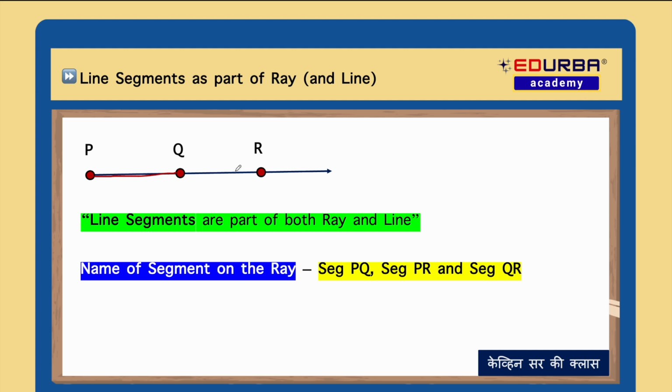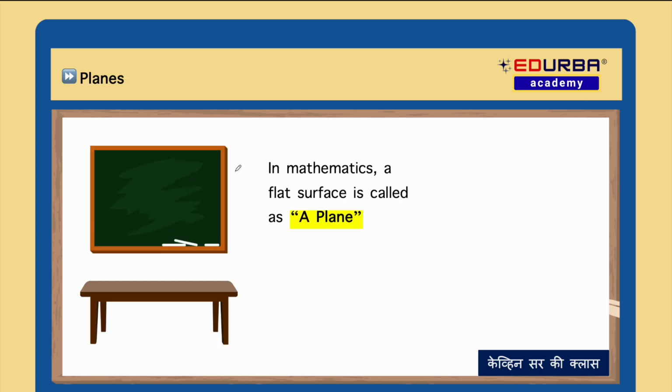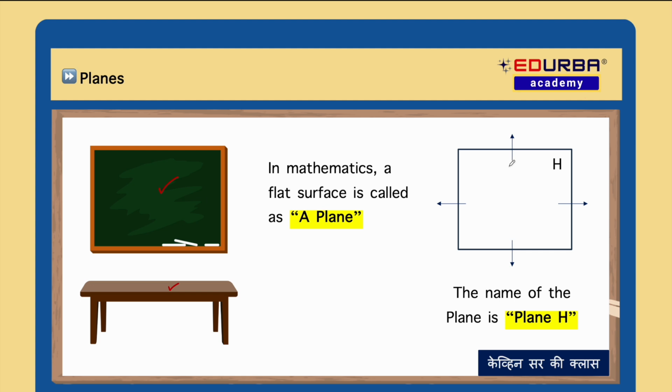Now that we understand points, lines, line segment, and rays, let's understand planes. In mathematics, a flat surface is called as a plane, like flat surface of the writing board or flat surface of a table are planes. Plane could be drawn as a square with arrows pointing in all four directions. These arrows show that the plane can be stretched with no limits, means until infinity in all the four directions.